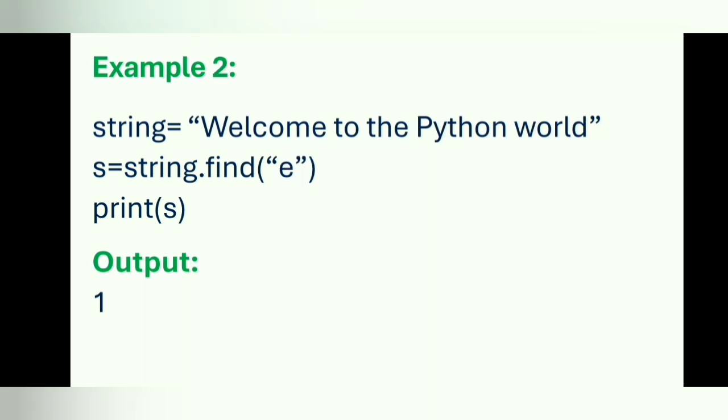Example 2. In this example, we assign the string value "welcome to the Python world" to the variable string. In the following statement, we apply the string find method to this string by passing the substring e as an argument and store the result in a variable s. Then the print statement print s prints the index of the first occurrence of the substring e in the string. The output of this example is 1 because the index of the first occurrence of the substring e is 1 in the string. The index of the first character is 0.